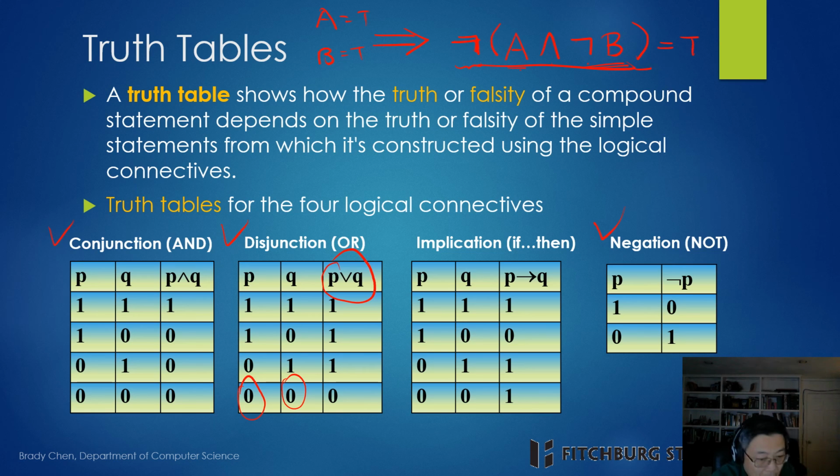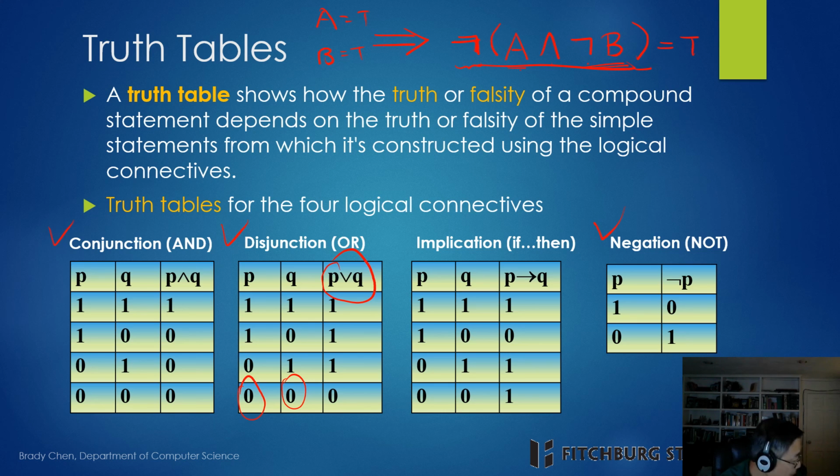If P is true, the negation of P is false. And if P is false, the negation of P is true, right? That's very simple. Now, the complicated case is the implication. Now let's take a look at the table.